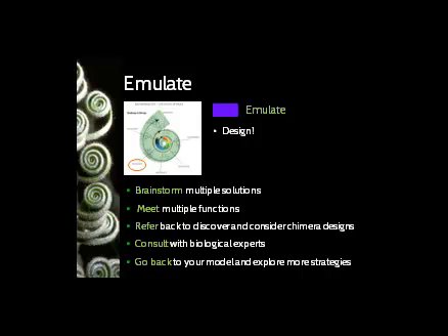And when you have those, brainstorm multiple solutions. Go ahead and be divergent here. Come up with all kinds of different ways that you could use the strategy. Try to meet multiple functions with your design or with each strategy. And as you're doing that, you might want to refer back to your discover phase and consider what we call chimera designs. And that's when you take solutions or strategies from wildly different parts of the natural world and put them into your designs.